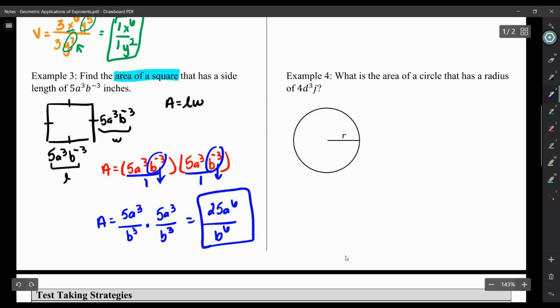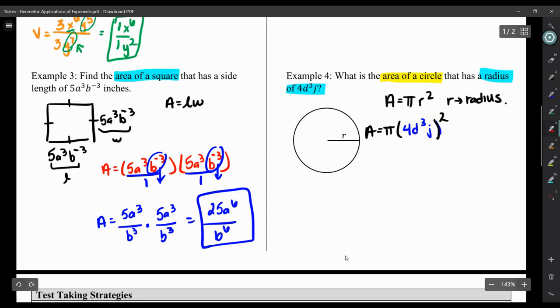And here's your result for example 3. Now let's look at 4. What is the area of a circle that has a radius of 4d to the third j? So the formula for the area of a circle is A equals pi r squared, where r is your radius. Well, it tells me the radius. It says the radius is 4d to the third j. So we're just going to substitute that in. So we have area equals pi times the radius, 4d to the third j, squared.